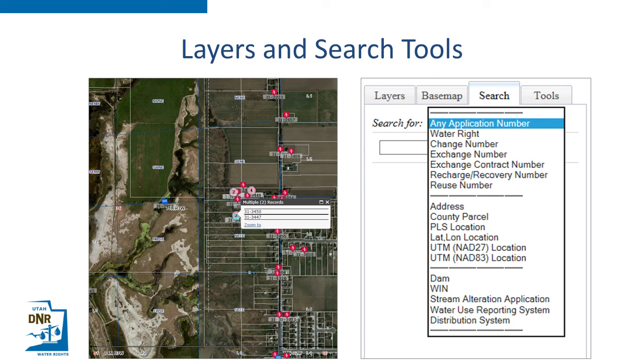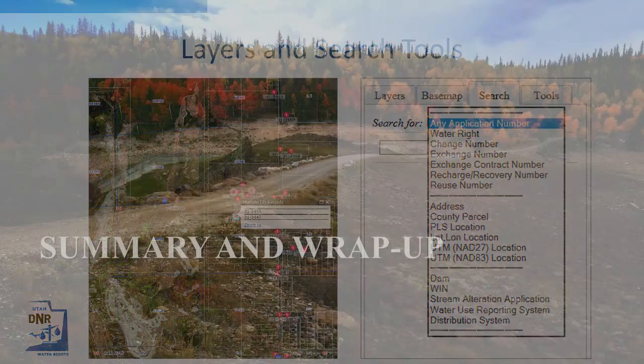Then under the Tools tab, this is where you would go to print the map. You can also do measurements from that map. Say you want to know the distance from one well to another. You can measure in feet or miles. You can digitize a polygon, and it will tell you how many acres there are in that polygon. Also under Tools, you can locate the point of diversion, and it will give you the PLS coordinates if you do not already know that. So that is a very handy tool that we use daily at the Division of Water Rights.